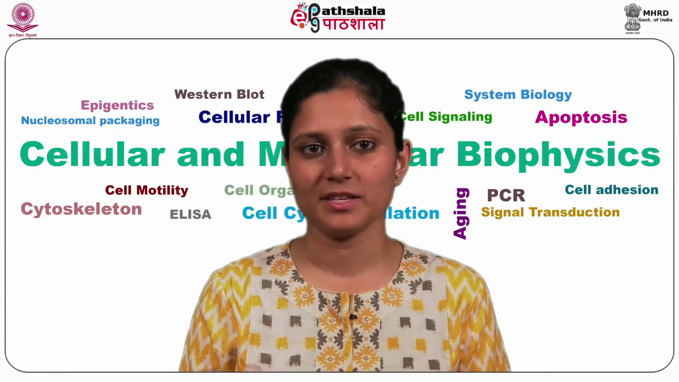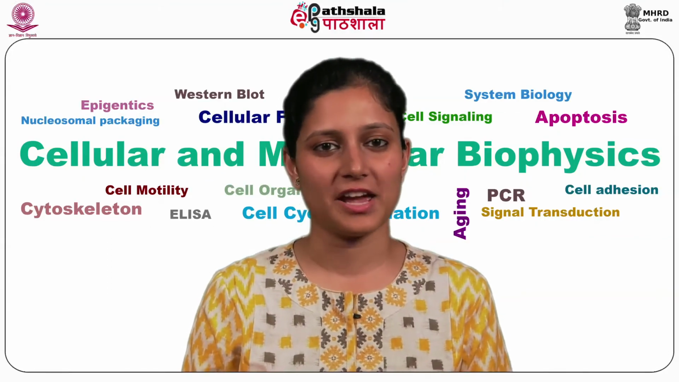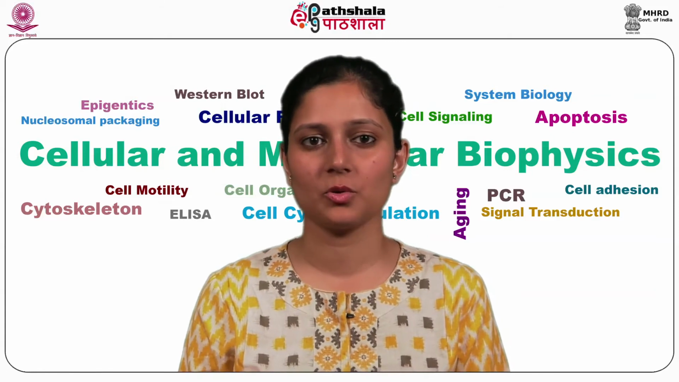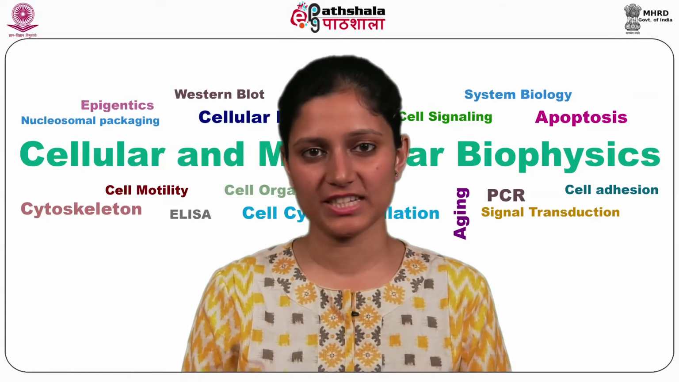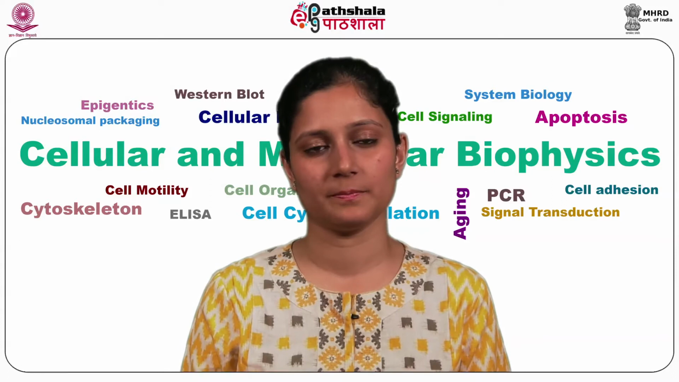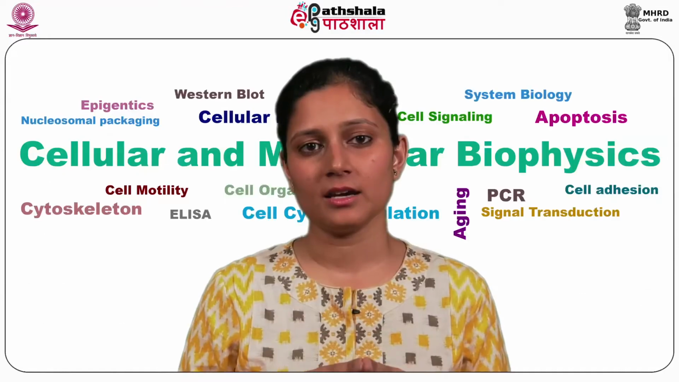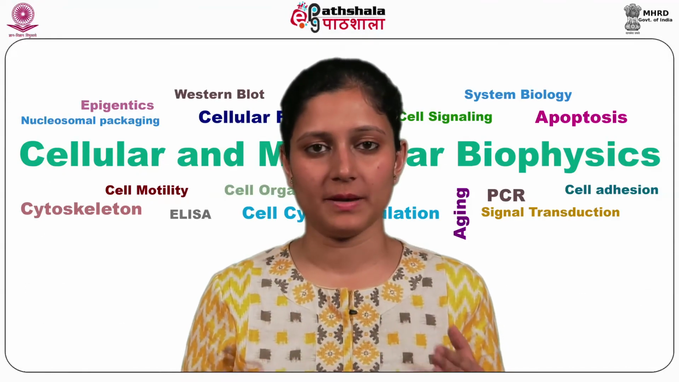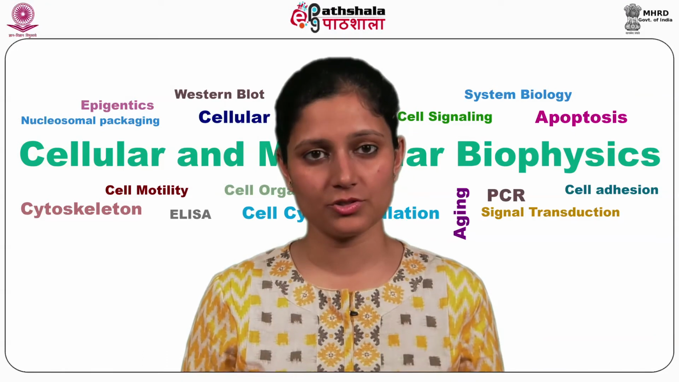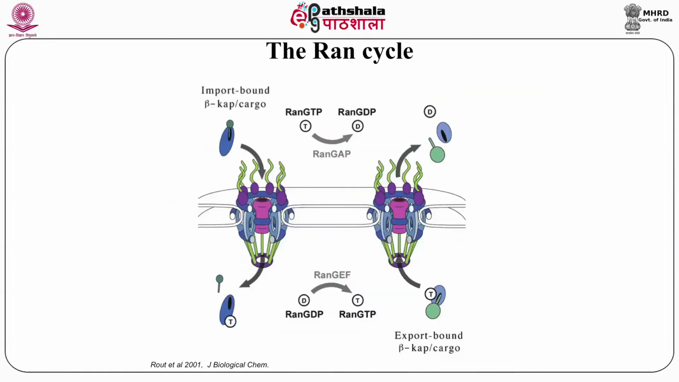GTPases are enzymes that hydrolyze guanosine triphosphate, GTP, into guanosine diphosphate, GDP, and release energy. A small RAS-related GTPase, RAN, regulates the ability of both importins and exportins to transport their cargo. RAN is in a different conformation depending on whether it is bound to GTP or GDP. This picture shows the RAN cycle.